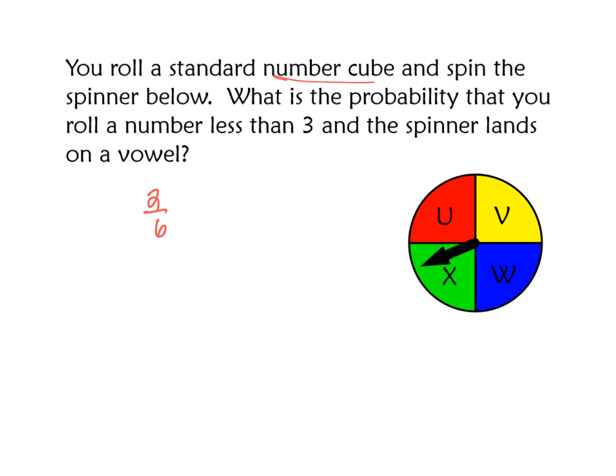Now, if we look at the spinner, I know your copies came out a little bit dark, but there's really only one vowel here. That's U. So only 1 in 4 is our probability there. So 2 times 1 is 2, and 6 times 4 is 24. Again, you can simplify that or write it as a decimal.